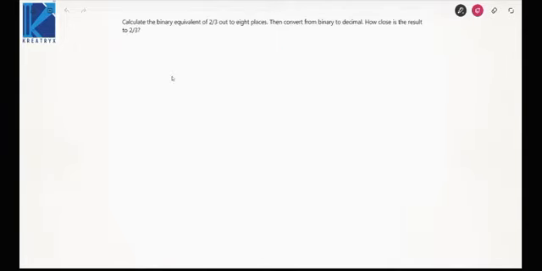Next it is saying calculate the binary equivalent of 2 by 3 to 8 places, then convert binary to decimal. How close is the result to 2 by 3? If you want to perform division in binary numbers, 2 can be written as 1, 0 and 3 can be written as 1, 1. So 2 by 3. Now 2 is less than 3, we cannot divide it directly. So we'll place a decimal point, and after placing it, a 0 is used here. Now it becomes 4.